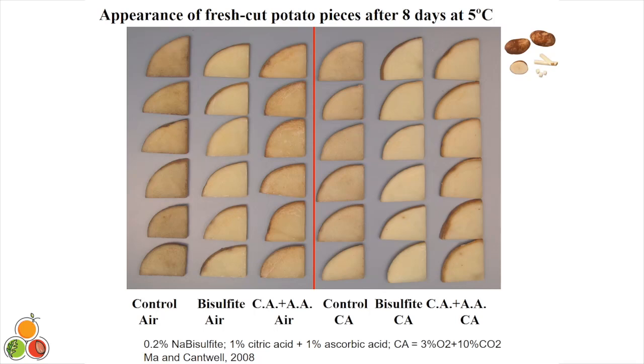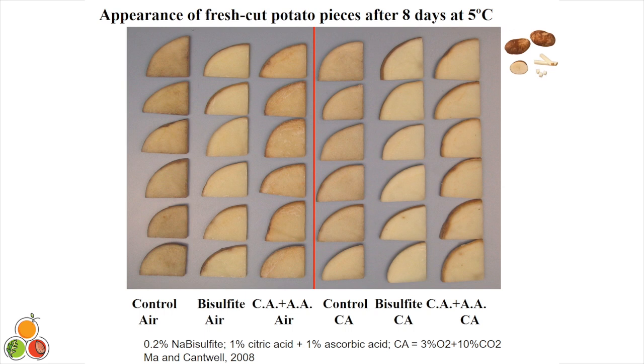So here on the left, we have no atmosphere. So there's a red line here. So let's look on the left here. So this is air. So these are cut pieces of potato, and they're like a russet potato, I think. Yeah, russet potato. And then we have the bisulfite, okay? And it was 0.2% sodium bisulfite.